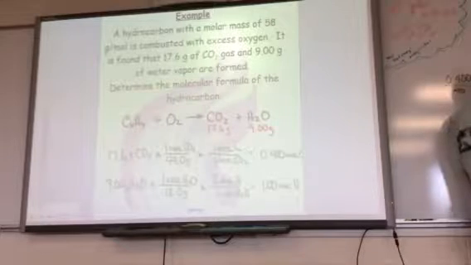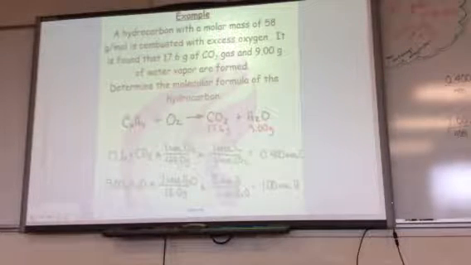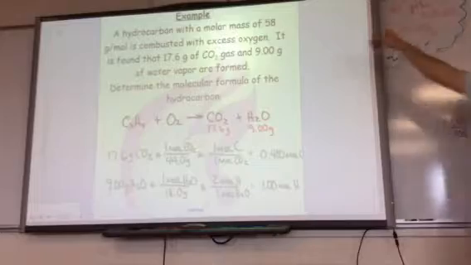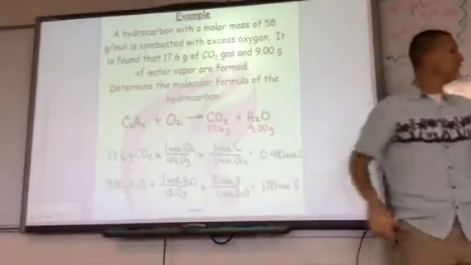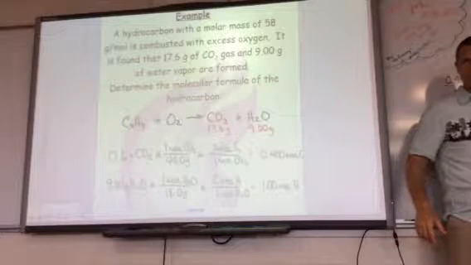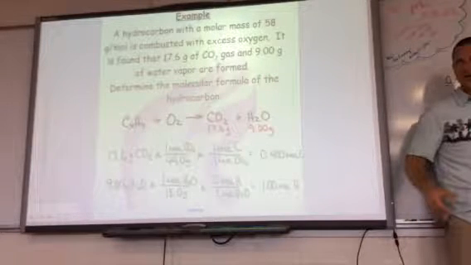24 plus 5 is 29. Oh, so it makes butane. Yep. So 29 goes into 58 2 times. That means that the molecular formula is twice as big as the empirical formula. You see that part? That's the part that's new today.